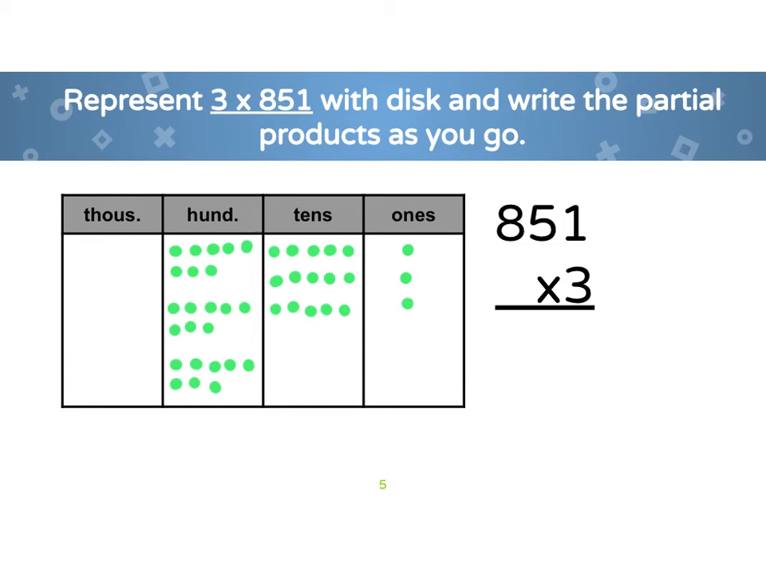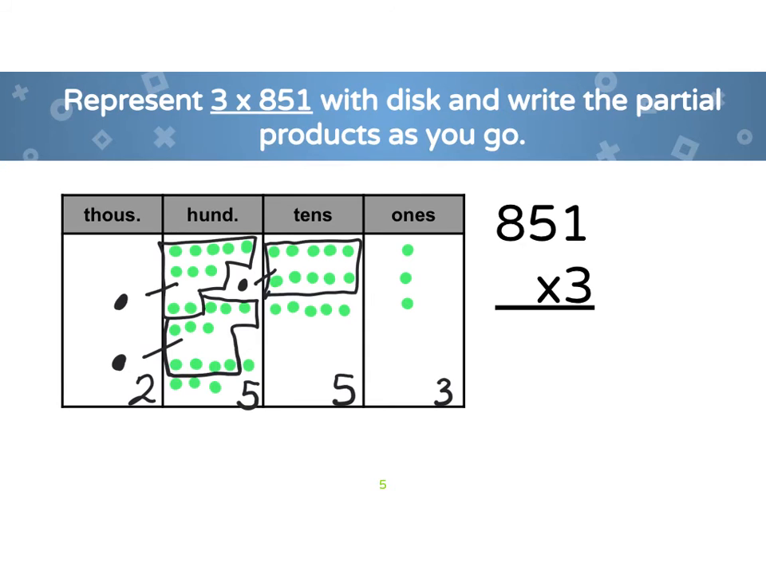Okay, so I have 8 hundreds 3 times, I have 5 tens 3 times, and I have 1 one 3 times. So I'm going to do my regrouping, and let's see what we come up with. Okay, so I did my regrouping, and this was what I got. So let me do the partial product for you.